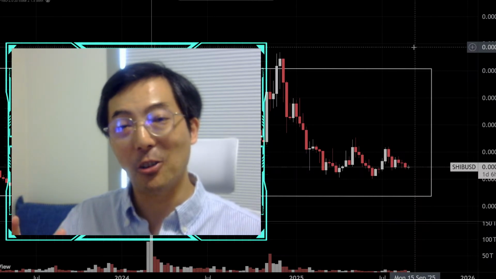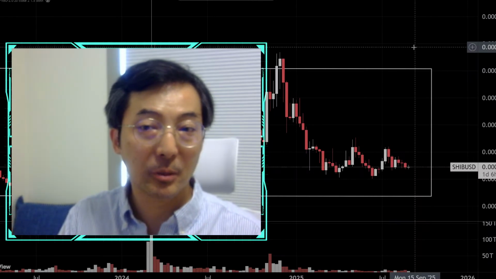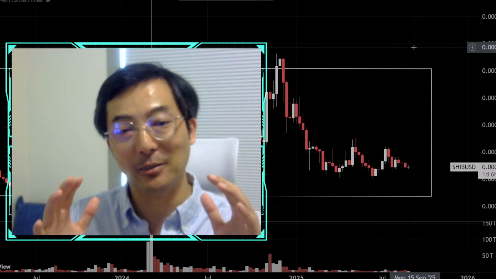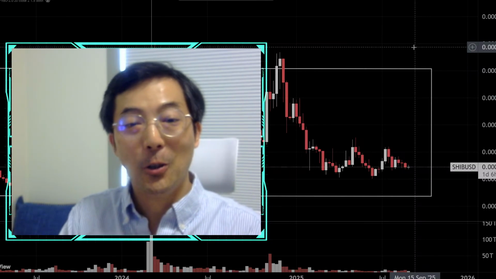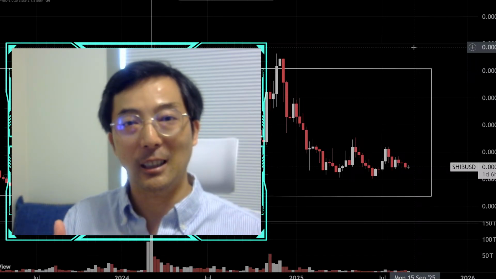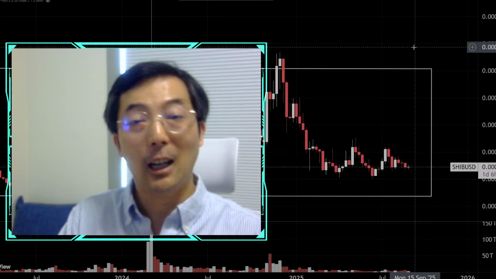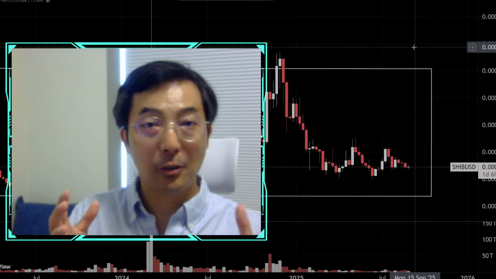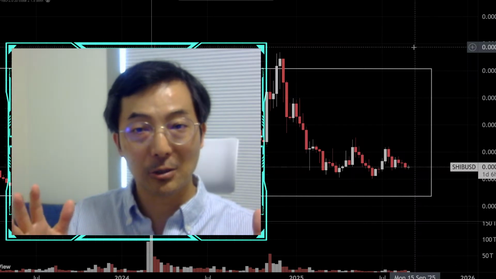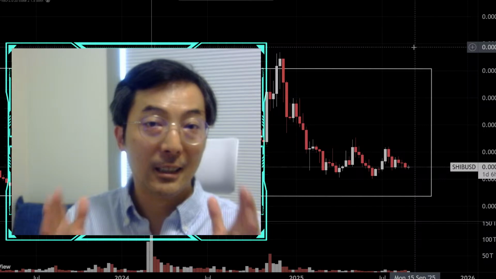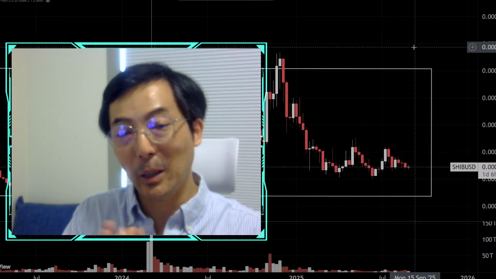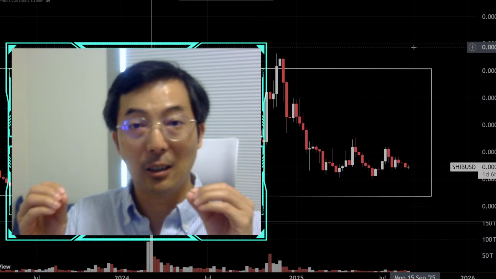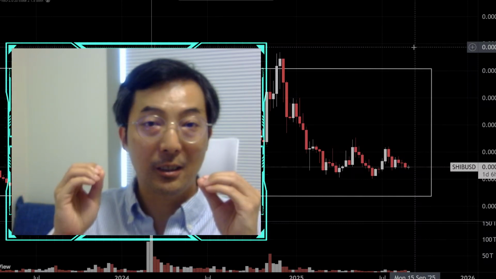So SHIB is not something that I have covered before, so you're seeing a blank chart over here with just a white box around the price chart. As usual, when I first cover a new coin, I'll borrow the Wyckoff text as well as the key levels lines into this chart and see where the price is going to head to. So please be patient with me while I draw the chart live right in front of you.